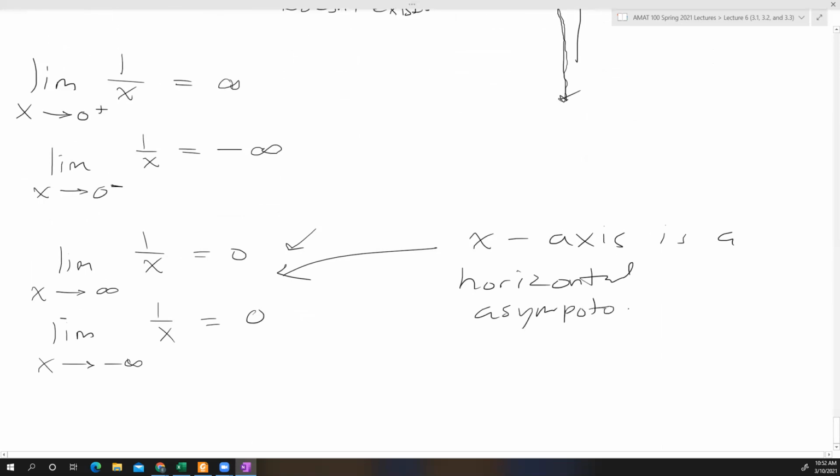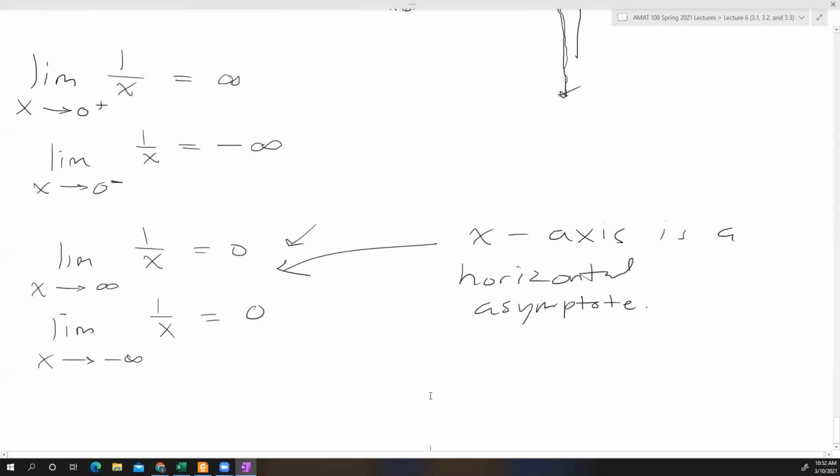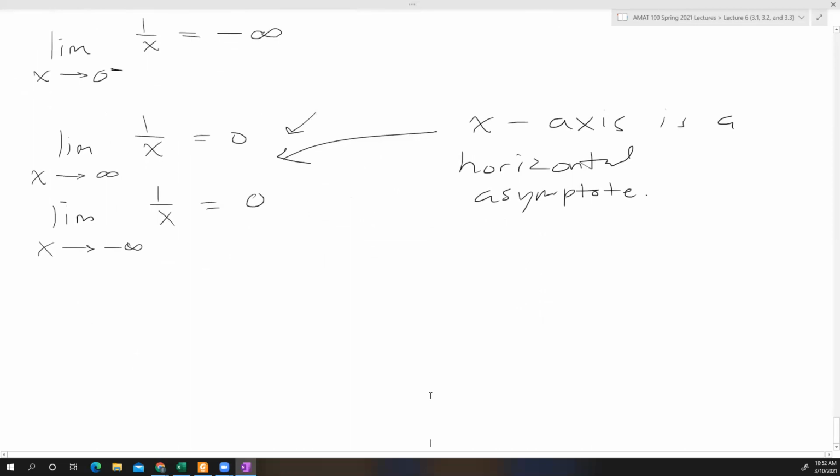It's a line which the function approaches but never actually touches. So the function never passes through the x-axis because 1 over x can never be 0. There's no number x such that 1 over x equals 0. So the functions approach this. Now, this is a pretty straightforward limit to calculate.